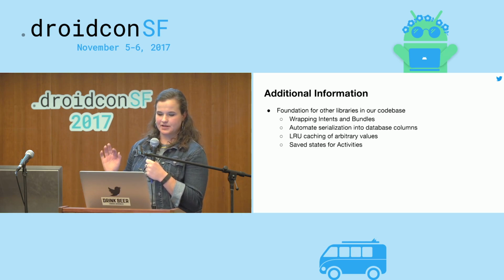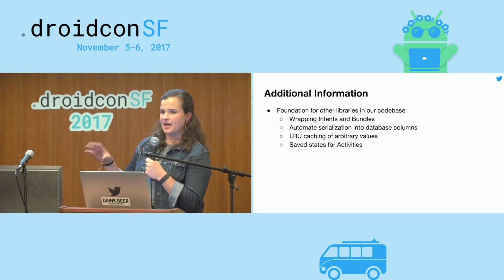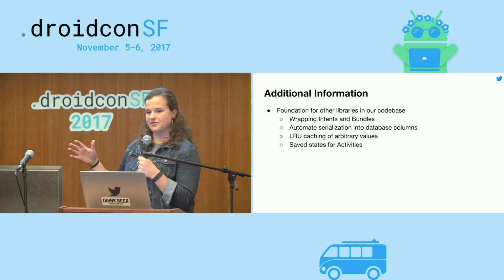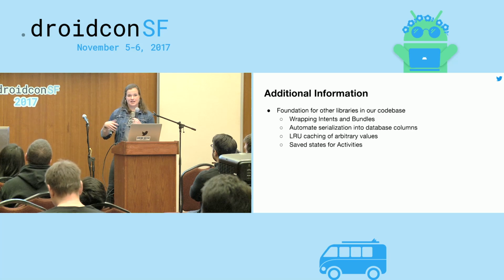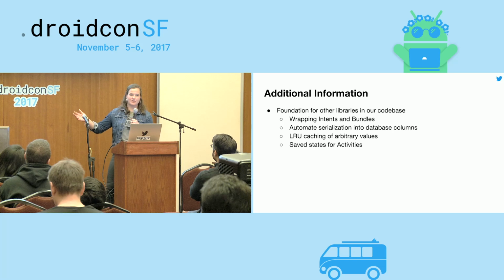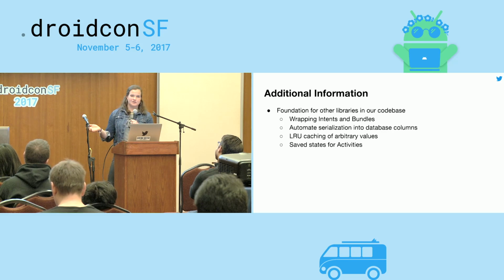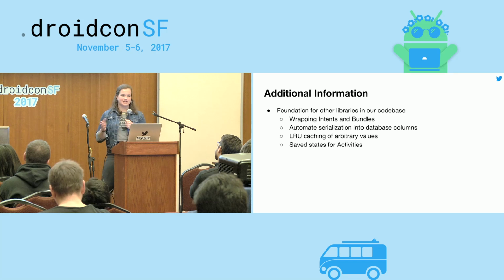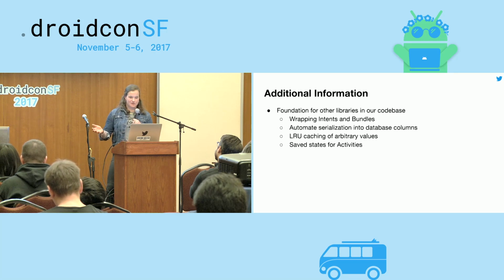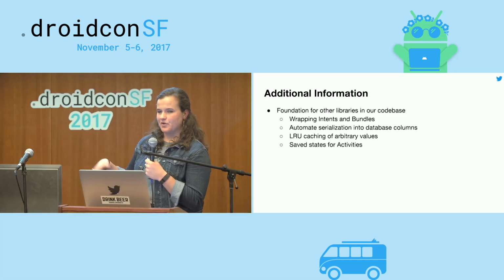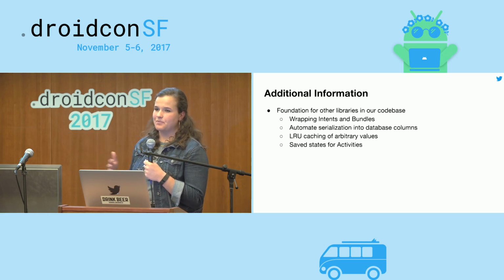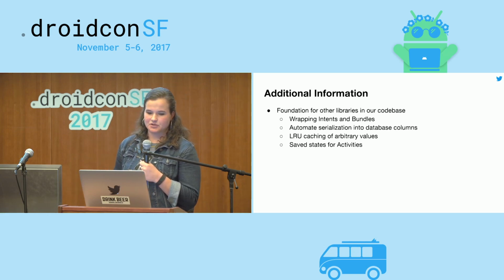Additionally, we did some changes to our database where if you define a database column with an object and you have a serializer for it, it can automate the serialization into that column. LRU caching: if you want to cache some value and you have a serializer for it, you can package it up and put it into the cache. And for activities, if you're trying to save state for orientation changes, or anytime you need to save state when you recreate the activity, you're able to use the serializer to package up more complex objects than you might otherwise have been able to.